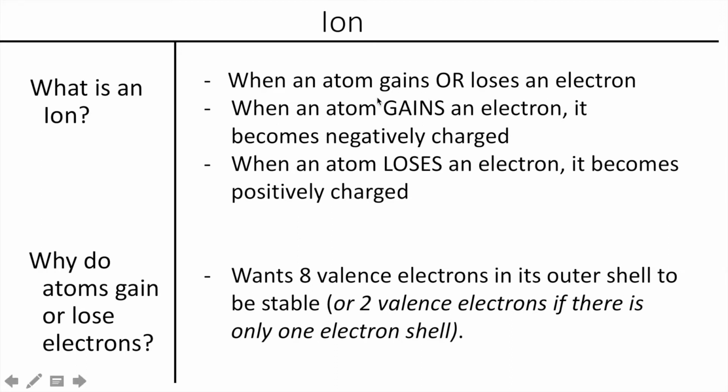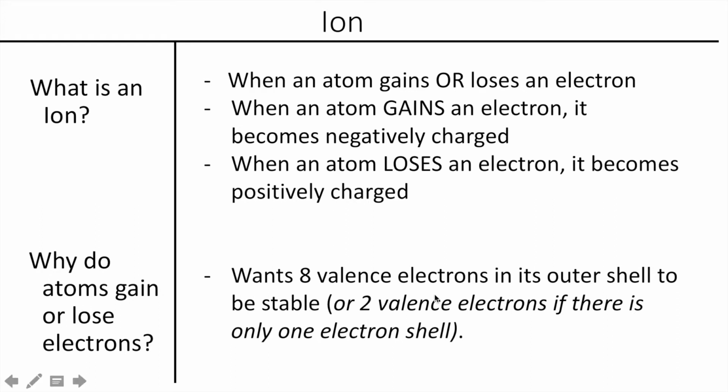When an atom gains an electron, it becomes negatively charged because when you gain an electron, you will then have more electrons than protons. However, when an atom loses an electron, then it will have more protons than electrons, therefore becoming more positively charged. Why do atoms gain or lose electrons?